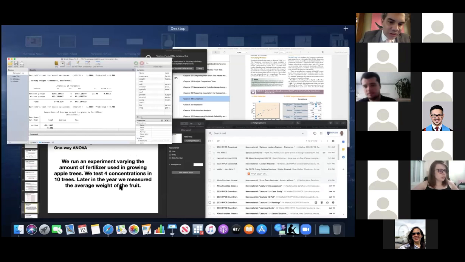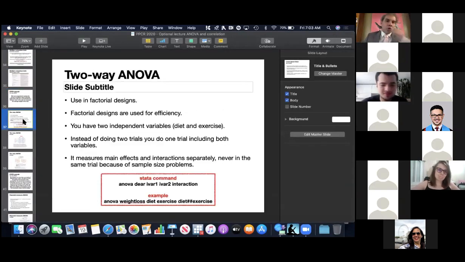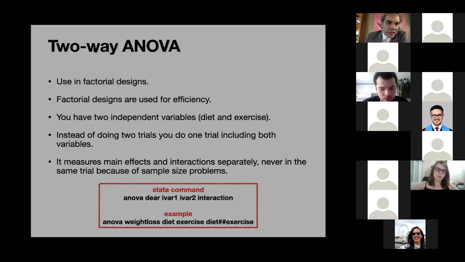Okay, excellent. Let's continue because we've got a lot to cover here. Two-way ANOVA. I won't show you any mathematics, because if you understand the math of the one-way ANOVA, the math is nearly the same for two-way ANOVA, for repeated measures and everything. Two-way ANOVA is used in factorial designs. It will be nice if you remember factorial designs.